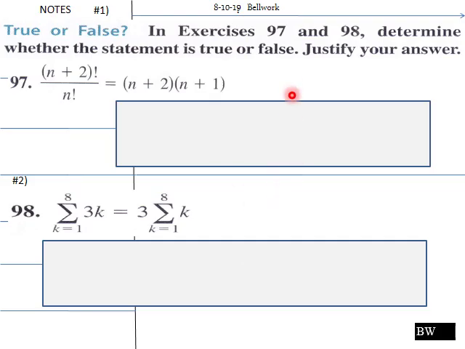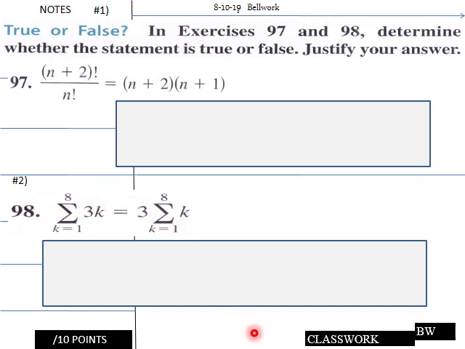And then for today's bell work, determine whether the statement is true or false. Justify your answer. For 97, 98, students, teachers, justify your answer. So give your students about 5 to 6 minutes for this, teachers. See you in 6 minutes.